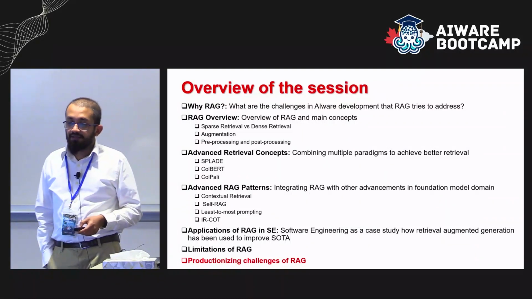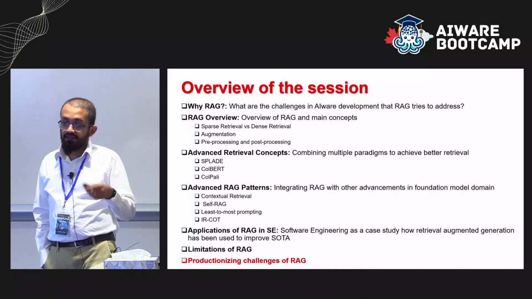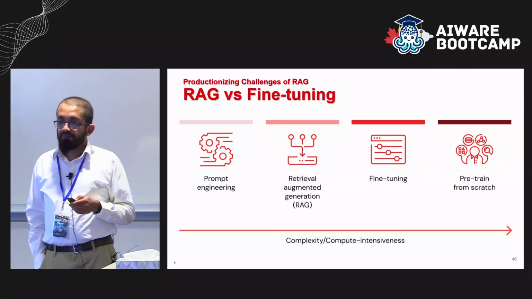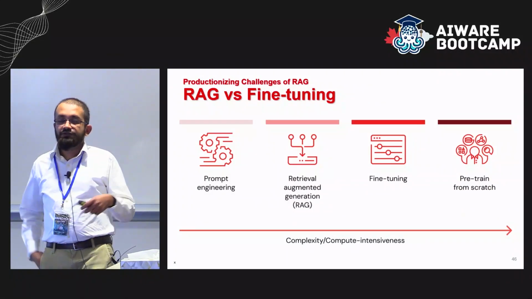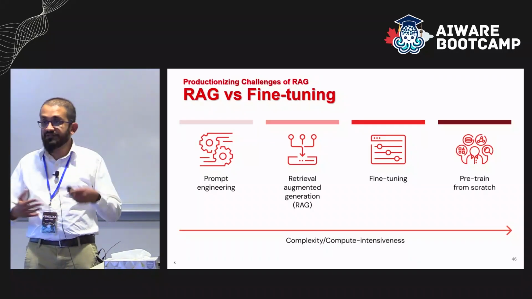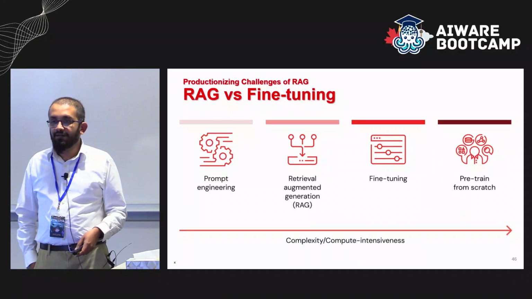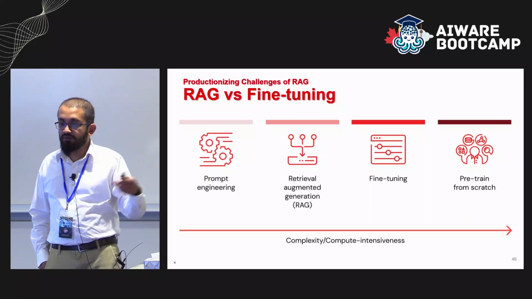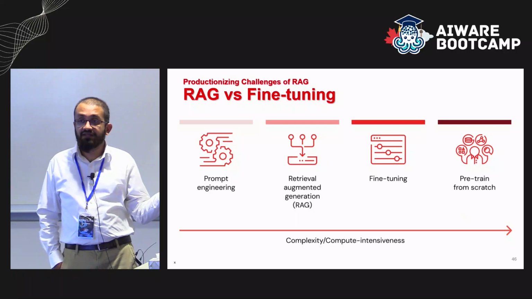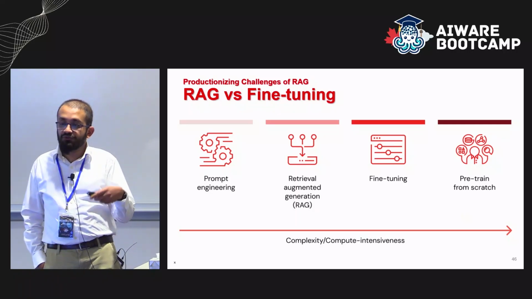Okay, and this brings me to the final stage of this presentation, the productionizing challenges. You may be wondering, there is all this terminology out there. You can do prompt engineering, and we just had a session about prompt engineering. You can do RAG, like we just learned about, and then you can do fine-tuning, or you can do pre-training from scratch. So which way should I go for my particular problem? Which one should I choose?